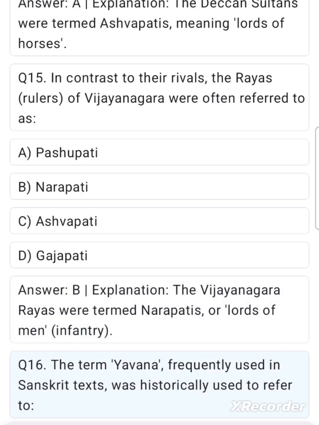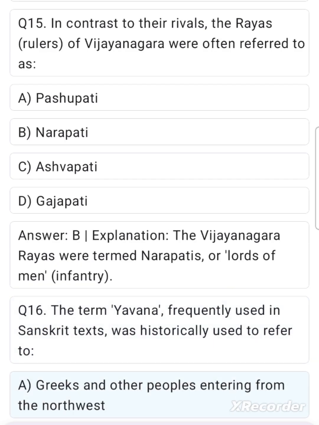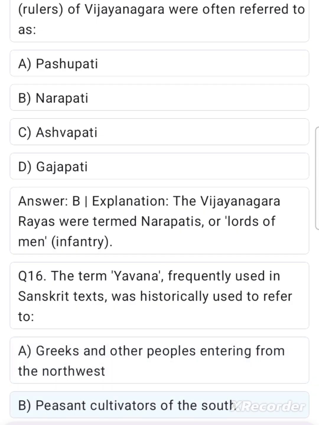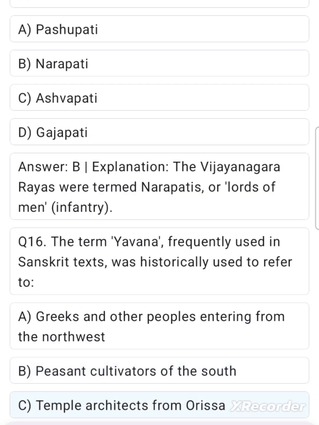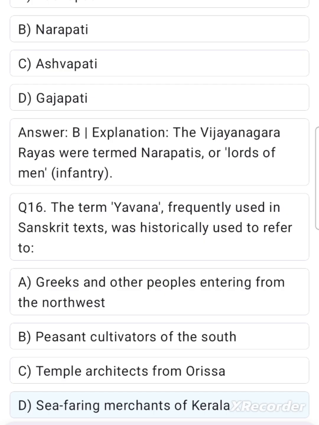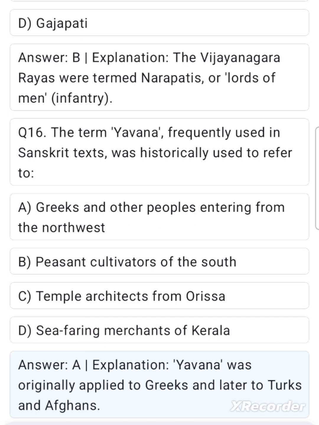Q16. The term Yavana, frequently used in Sanskrit texts, was historically used to refer to A. Greeks and other peoples entering from the northwest. B. Peasant cultivators of the south. C. Temple architects from Orissa. D. Seafaring merchants of Kerala. Answer. A. Explanation. Yavana was originally applied to Greeks and later to Turks and Afghans.